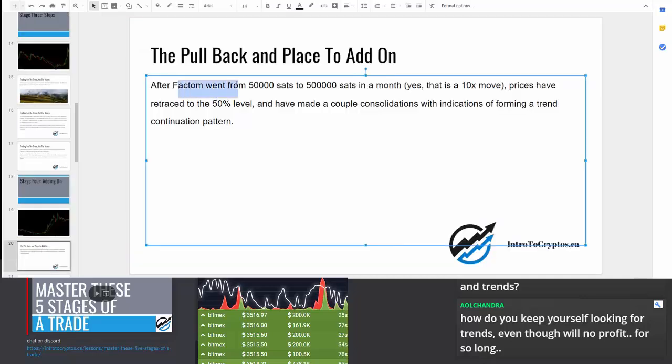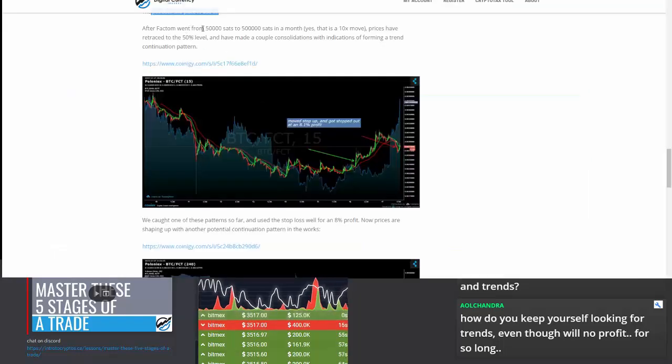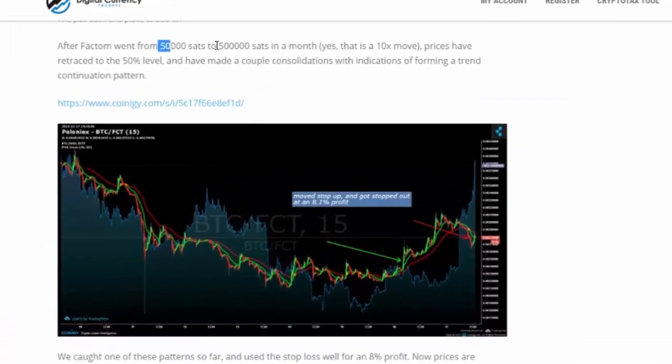With Factum as an example, Factum went from 50,000 Satoshi to 500,000 in a month, yes, that's a 10 times move. Prices had retraced back to their 50% level in that long-term chart, and they made a couple of consolidations right here that we can see. And this is our trend continuation pattern. Just as Bitcoin is getting strong and taking off, we can see this consolidation, and we had an entry signal here. After prices moved up, I moved up the stop loss, and this came back down and hit the stop loss that I had moved up.